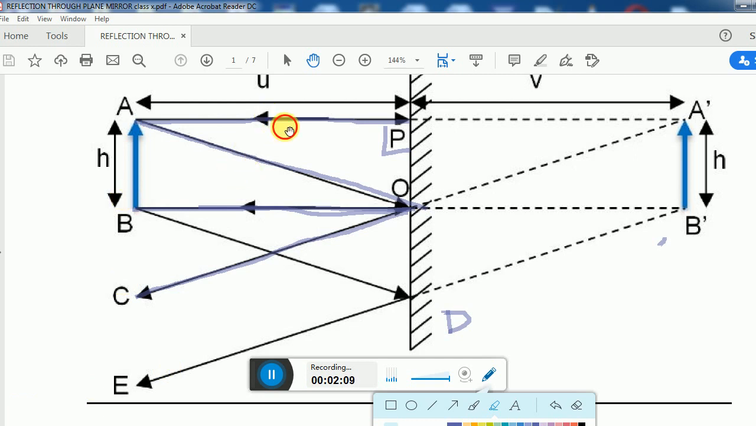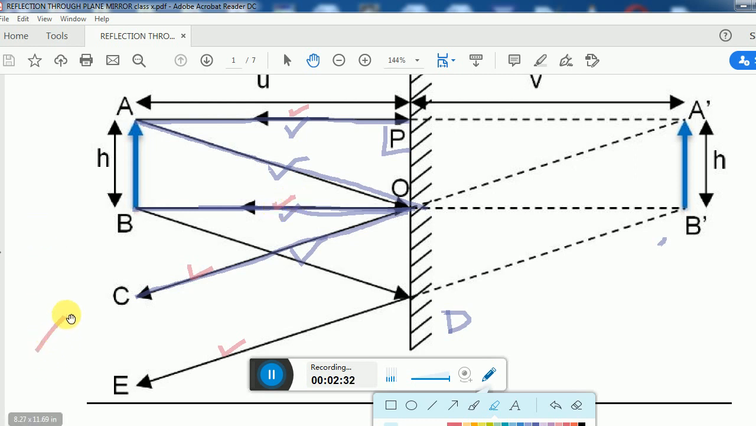So these rays, they all are the incident rays. These are all the incident rays. And these rays are the reflected rays. Which one is the reflected ray? This is the reflected ray, this is a reflected ray, and this is also a reflected ray. And here you can also find there are two reflected rays in the same path.